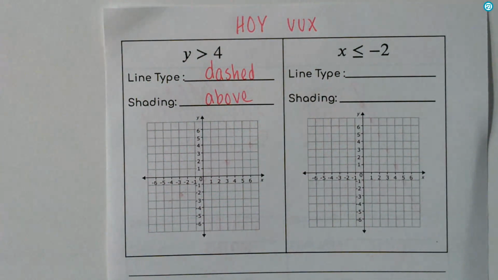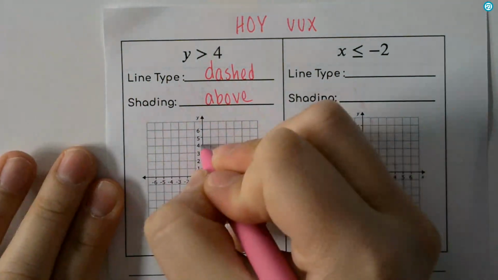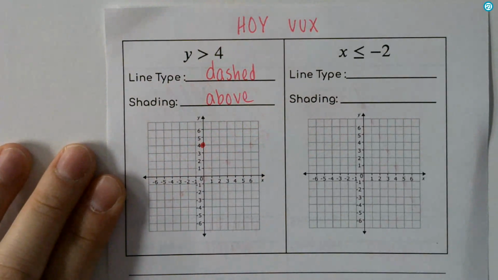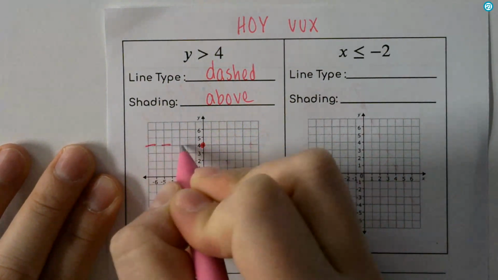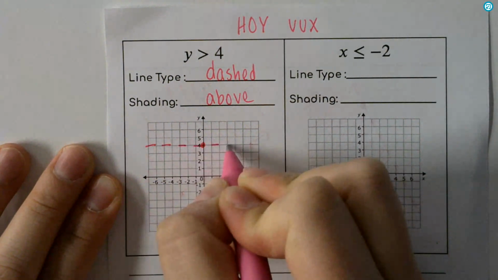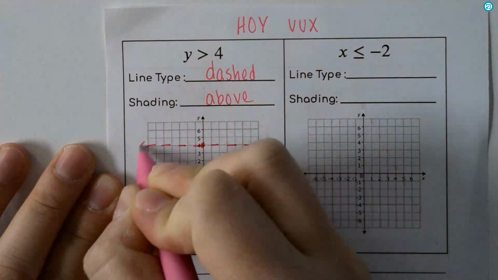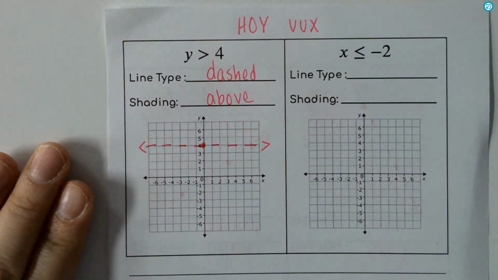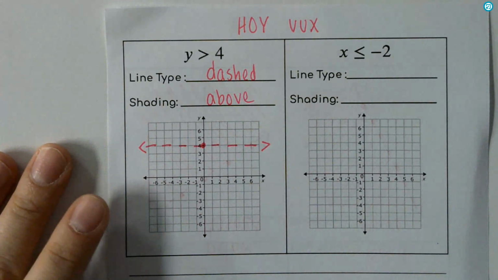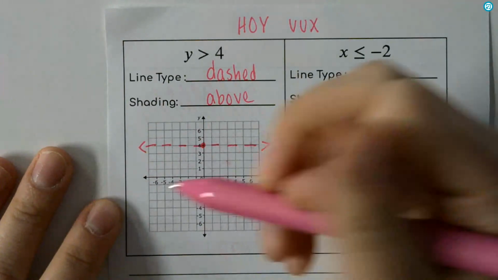So I'm going to do a horizontal line at 4. So this is 4 right here. And I need to do a horizontal dashed line there. Okay, and then everything above that, this one's easy, is above all of this.